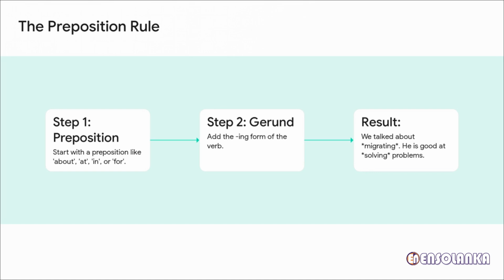Now, this right here is one of the most solid rules in English grammar, so listen up. If a verb follows a preposition, it absolutely must be in its gerund form. You would never ever say, he is good at to solve problems. No way. It's always good at solving. And you'll see this pattern everywhere. Think worried about losing data or insisted on reviewing the logs.